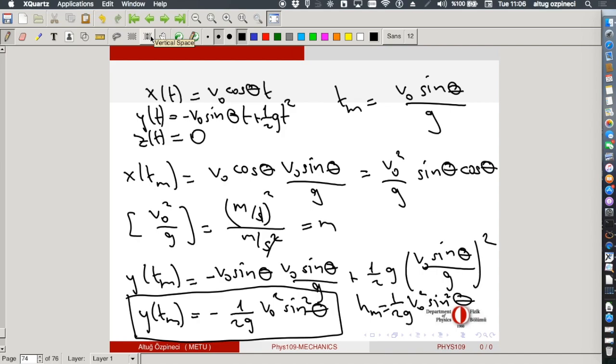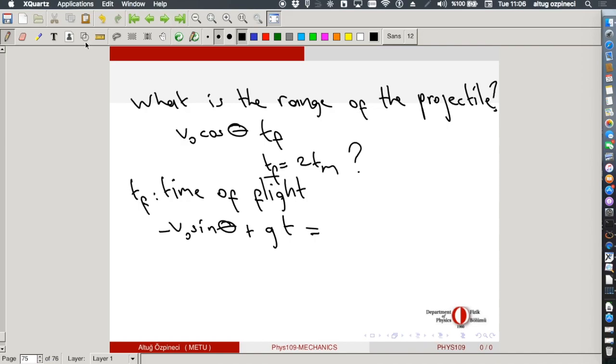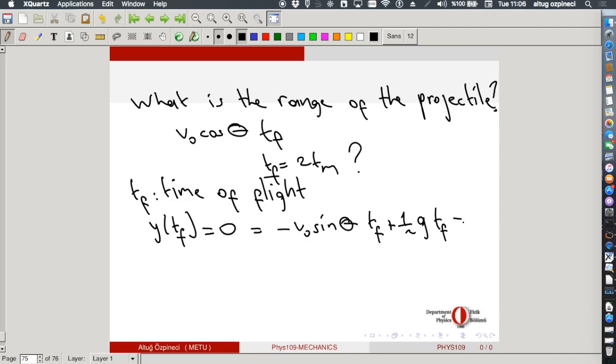Again, if you just look at the question, what does it ask? It asks when it hits the ground. What is the mathematical expression for hitting the ground? It is just y of tf, and this should be equal to 0. This is the definition, and it tells me the time of flight. We already know y of t: it is minus v0 sine theta times tf plus 1 over 2 g tf squared, and this should be equal to 0.